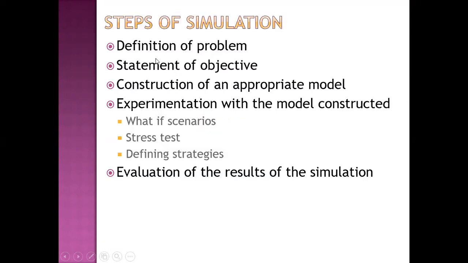Then what are the steps of simulation? First of all, we define the problem. Then we state the objective. Then we construct an appropriate model. Then we do experimentation with the model, for example, what-if scenarios, stress tests, and defining strategies. Then we evaluate the results of the simulation.